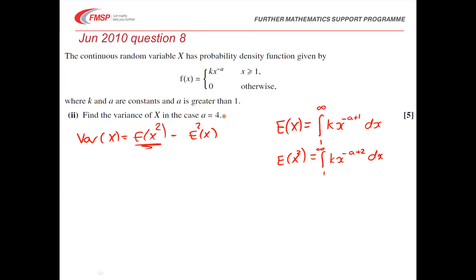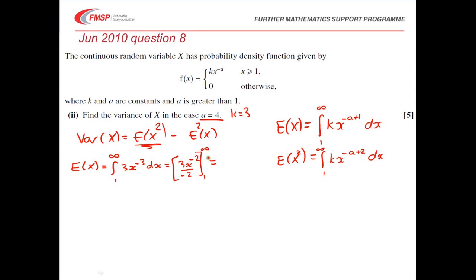We are also told now that a is equal to 4. Okay, so therefore I know that k is also equal to 3. So that's going to make my life considerably easier in this question. So the expectation of x is going to be the integral from 1 to infinity of 3x to the power of minus 3. And if we integrate that, that's going to give me 3x to the minus 2 divided by minus 2, evaluated between 1 and infinity.